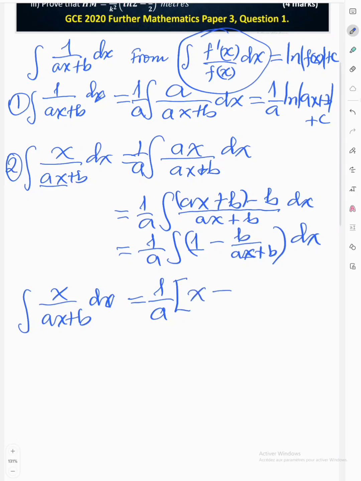So generally this term again resembles the first integral that we just saw, and I need to divide the constant term at the numerator by the derivative of the denominator, which is a, and then ln of ax plus b, and then plus the constant of integration.